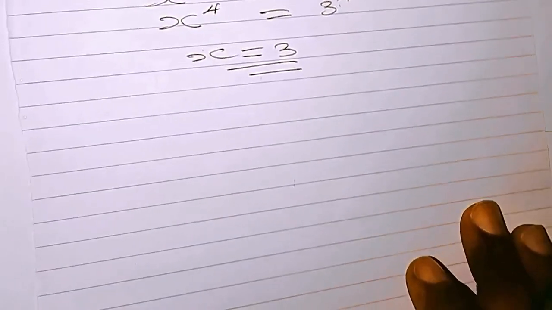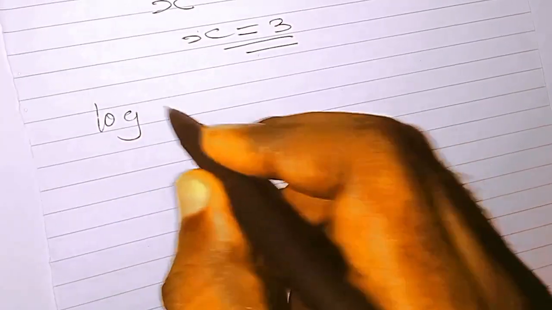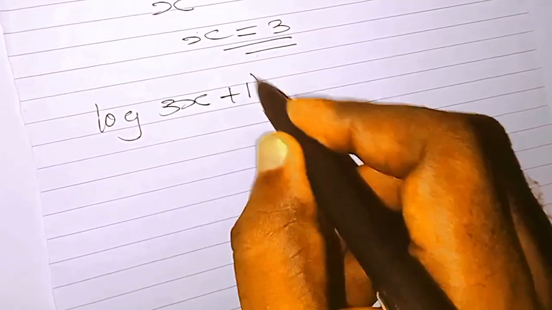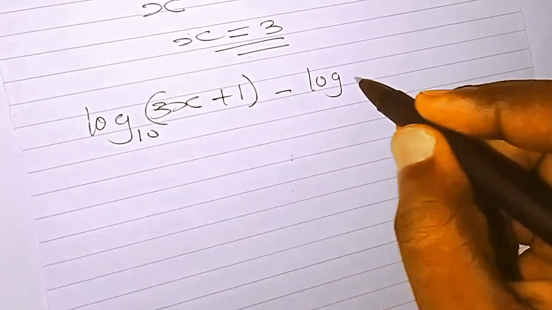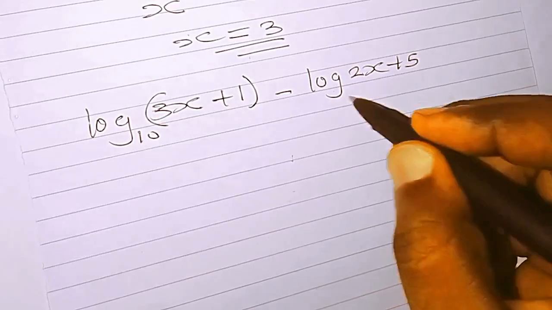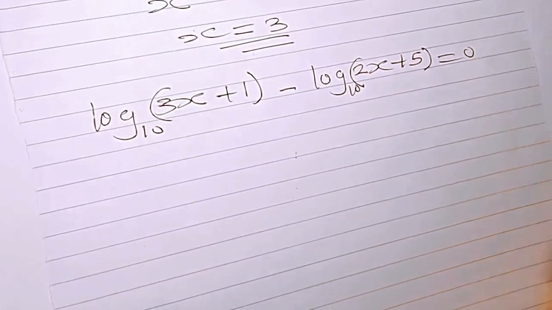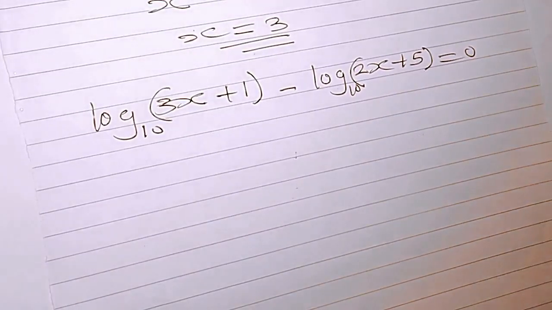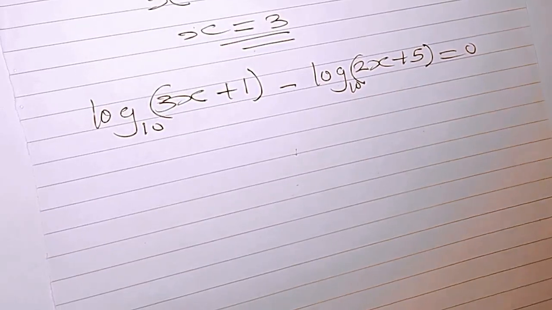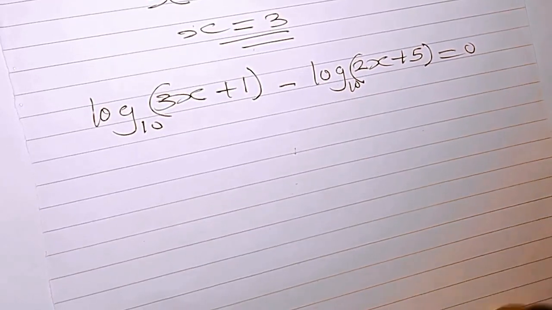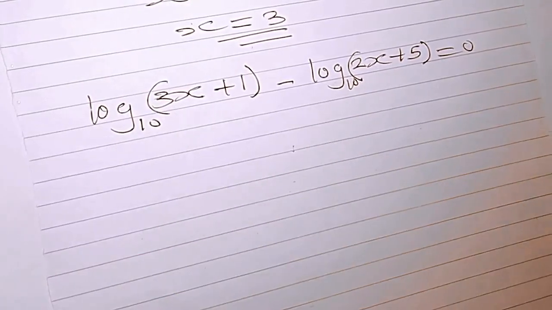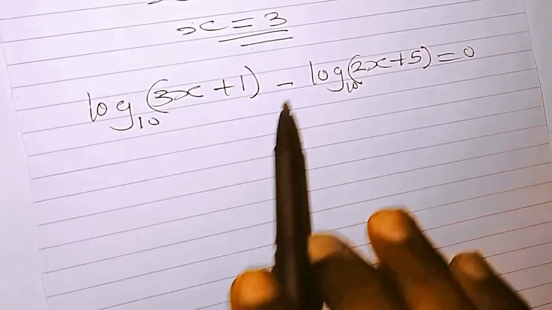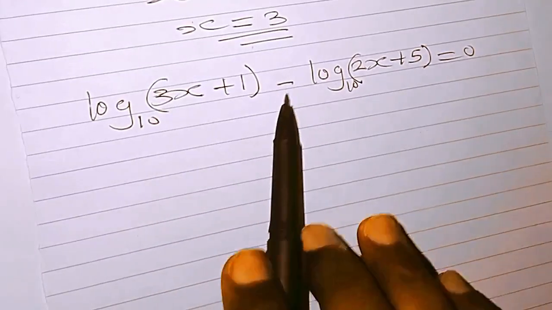Let's take a look at another example. Here we have log of 3x plus 1 base 10 minus log of 2x plus 5 base 10 equal to 0. This question looks like one of the examples we have solved previously. One of the things we will first of all want to do here is to take the common logarithm of the two terms we have there. And remember, if it is subtraction, taking the common logarithm will change the sign to division.